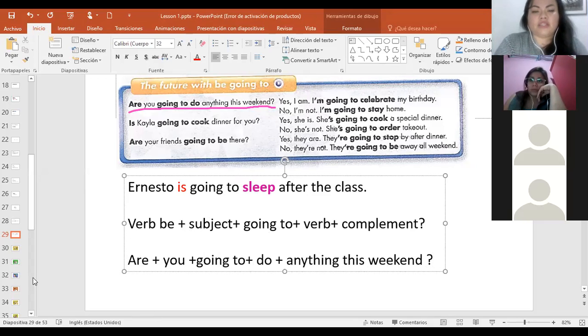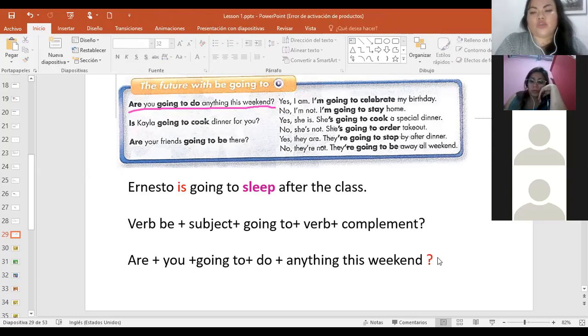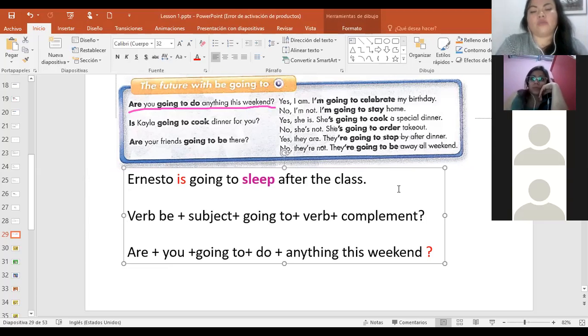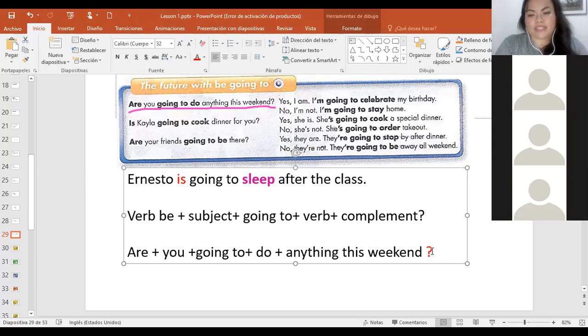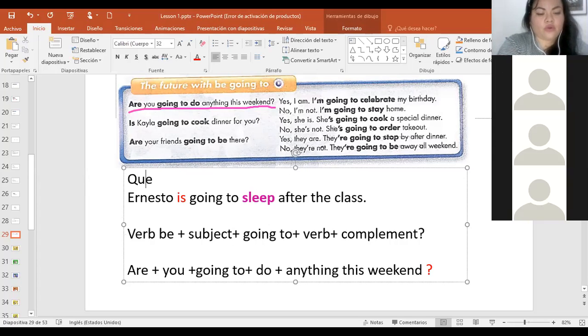Right? Question mark is very important. El signo de interrogación. Question mark. This is very, very important. Question mark. Se escribe question mark. Exactly. That's the question mark. That's the name, right?